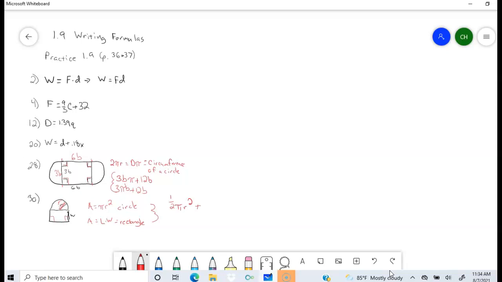Plus, we need the length and the width of this rectangle. We have the width as w, but the length is a little bit trickier. What we do know is if this is the radius, then this is also a radius, and this is a radius. So that's an r, and that's an r, which means this whole length is 2 r's. So we're going to add that half pi r squared to 2r times w.